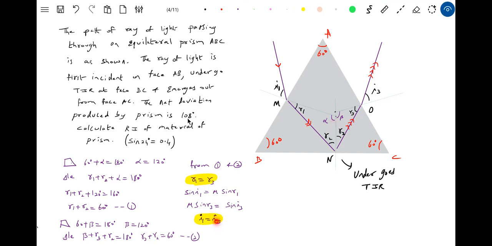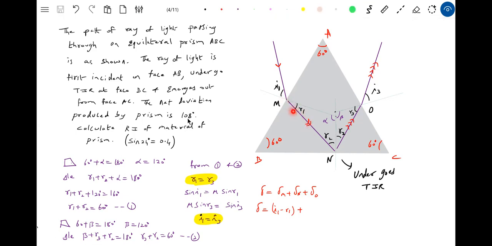Okay, then let's take help of the deviation. The net deviation should be equal to the sum of deviations at M and O. The total deviation suffered by the ray at M and O. So the deviation at M will be I1 minus R1. The incident ray wanted to go straight if there were no prism, but due to refraction at M, it took a path like this. So what is the deviation?